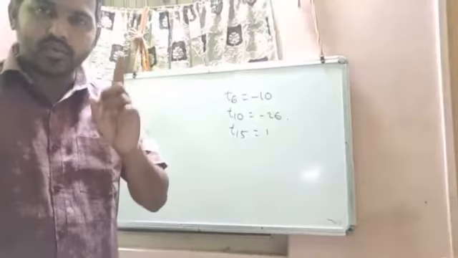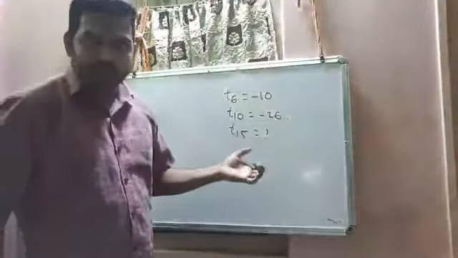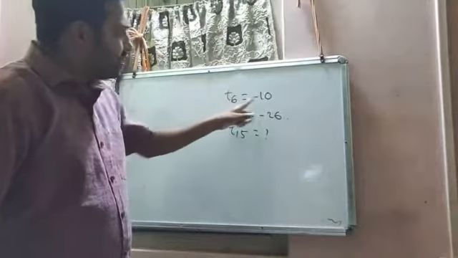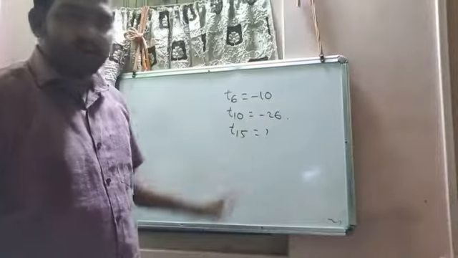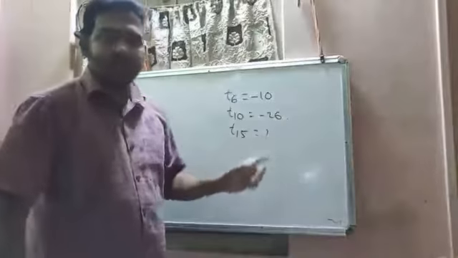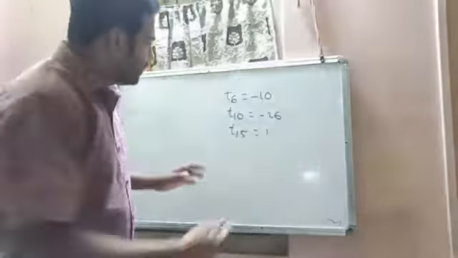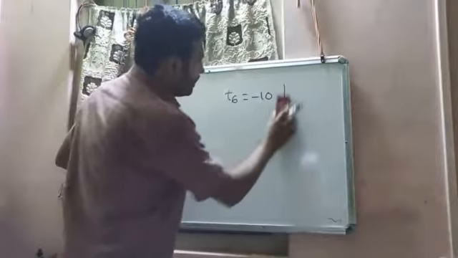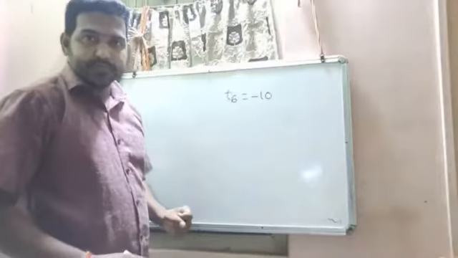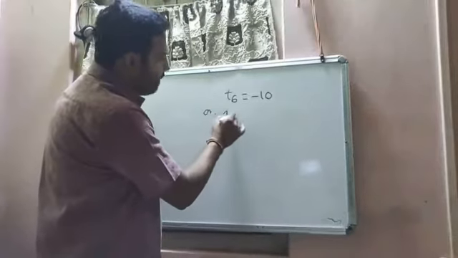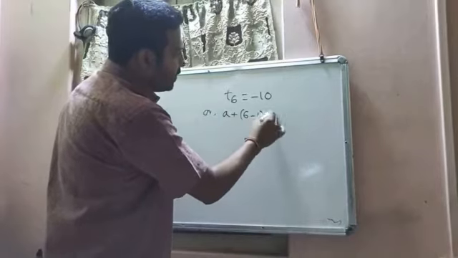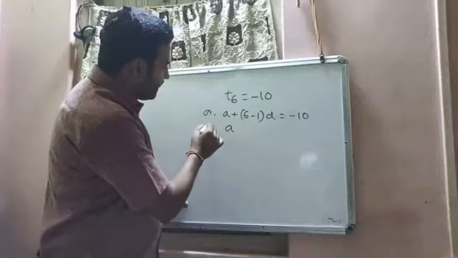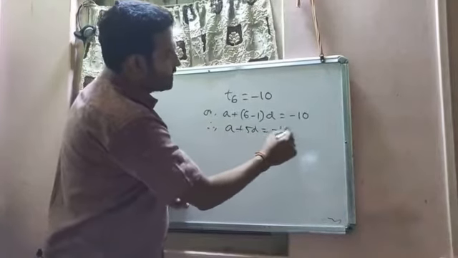So this is a new type of question. We haven't had such a question before. The sixth term is minus 10, the 10th term is minus 26, and we have to find the 15th term lying in the AP. So let's proceed. Here the sixth term is minus 10, so what can I write? A plus 6 minus 1 into D is equal to minus 10 from the formula. So A plus 5D is equal to minus 10.